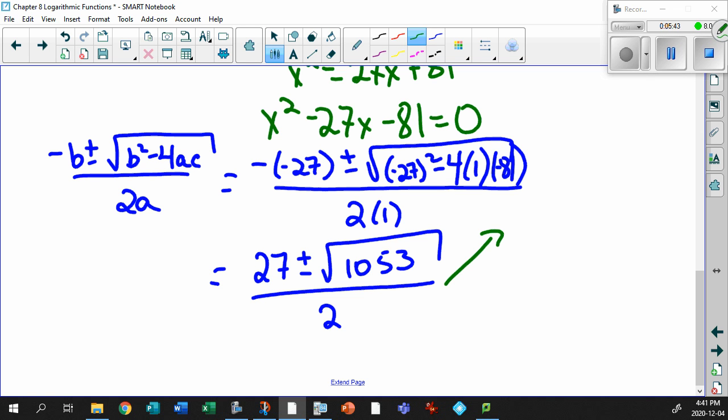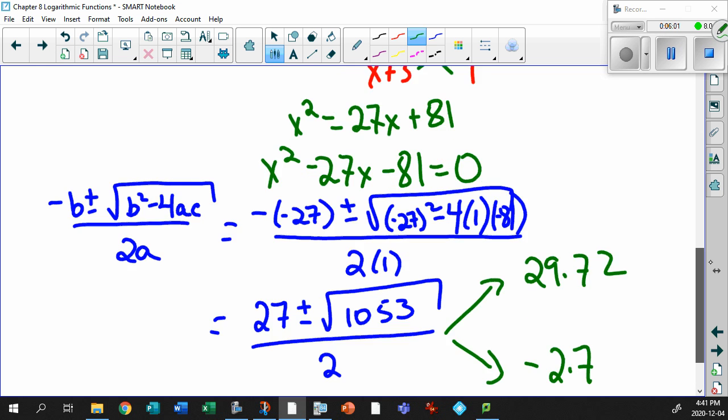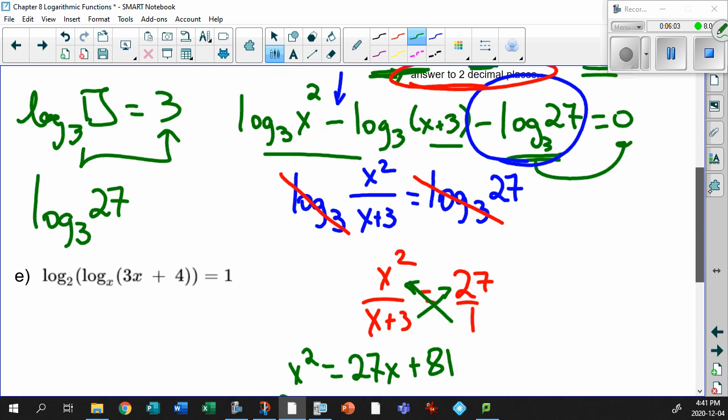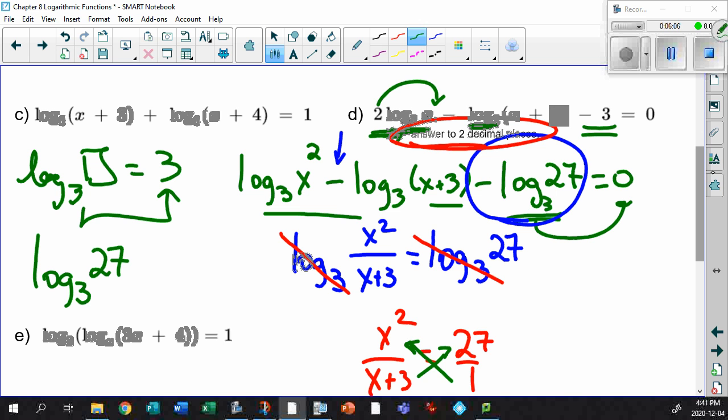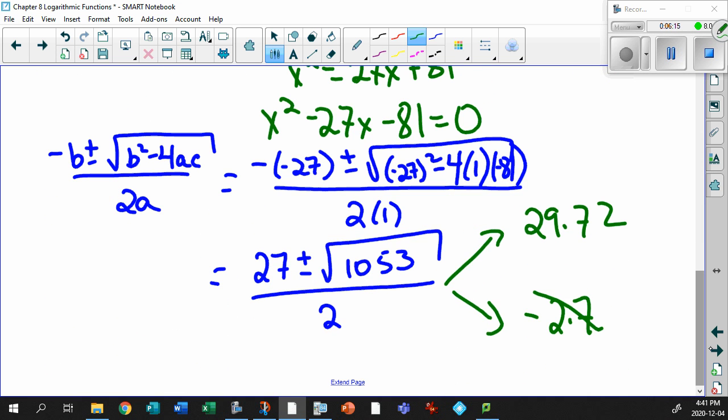So if you add this, you end up getting a number of 29.72. Okay? Go work it out on your calculator. You'll see. The other number here is minus 2.7. And again, remember, you have to verify. So taking those numbers and going back up here, look what happens. Where's our question? Way the heck back up here. Again, that's just a simple log x, right? So if you put in a negative number, it doesn't work. Okay, so this guy is toasted.